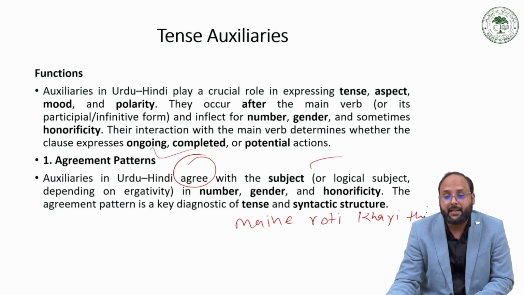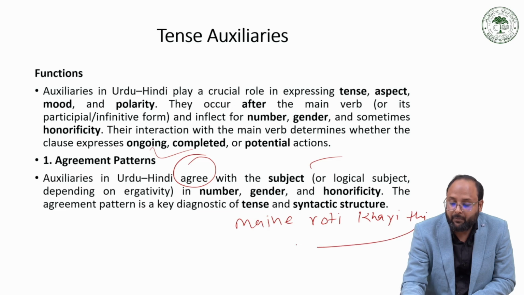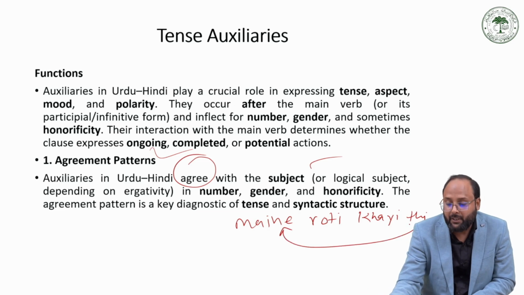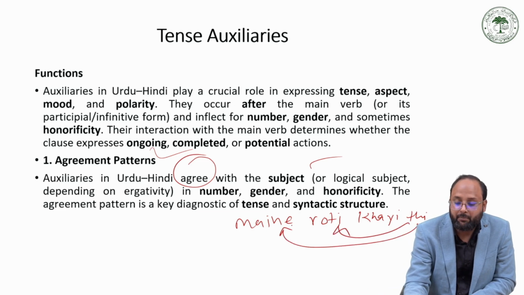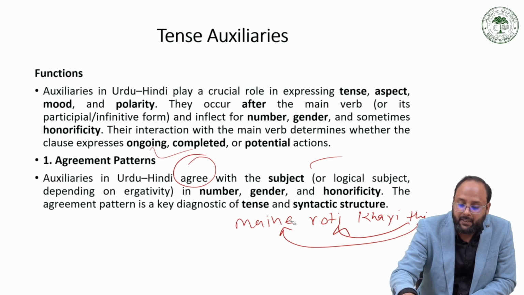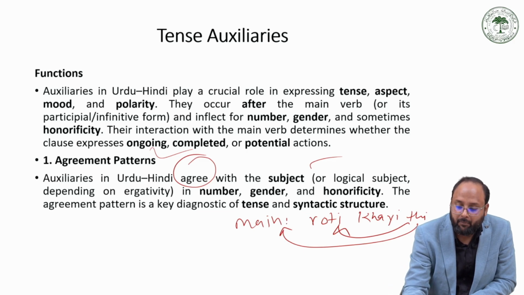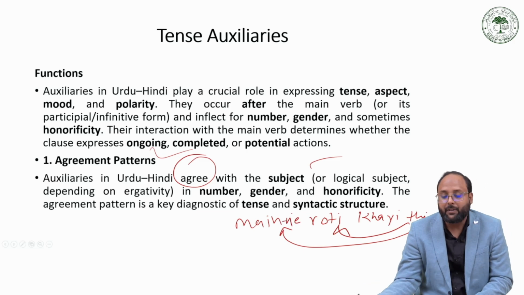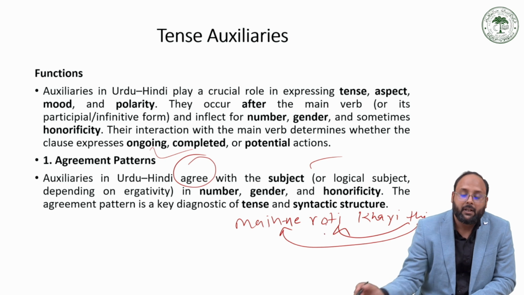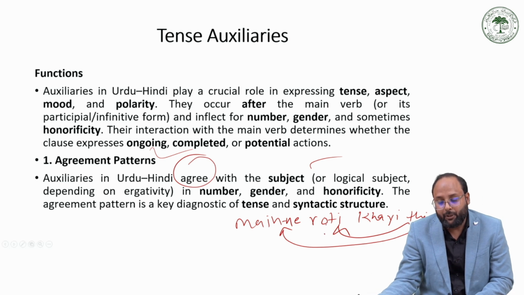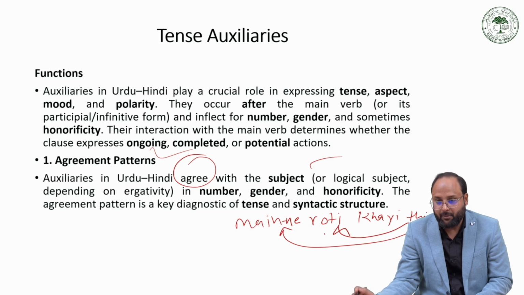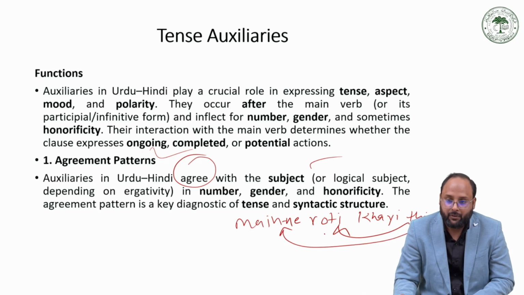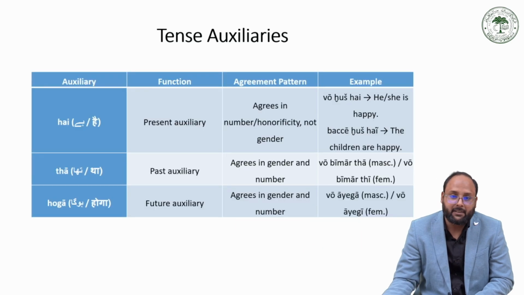So in this case, the tha does not agree with मैं. It agrees with the roti, because in the मैं we have the ne marker, which blocks the agreement. So it agrees with the object in terms of number and gender, and sometimes with honorificity also. So the agreement pattern is a key diagnostic for tense and syntactic structure.